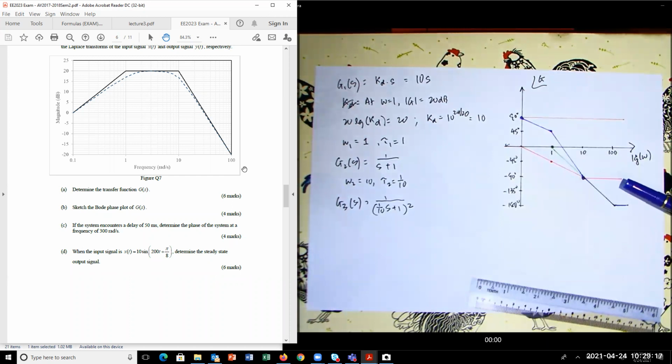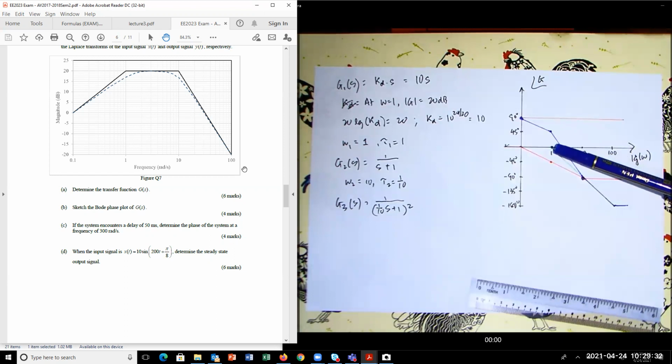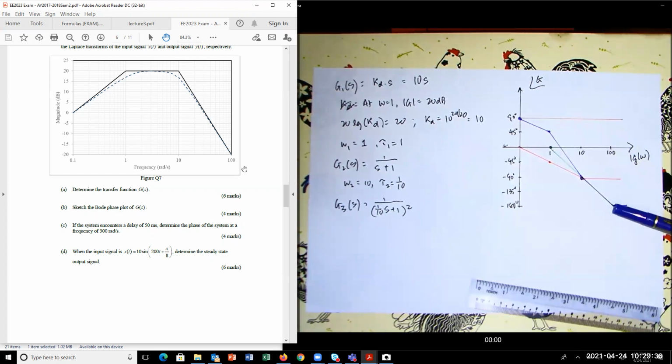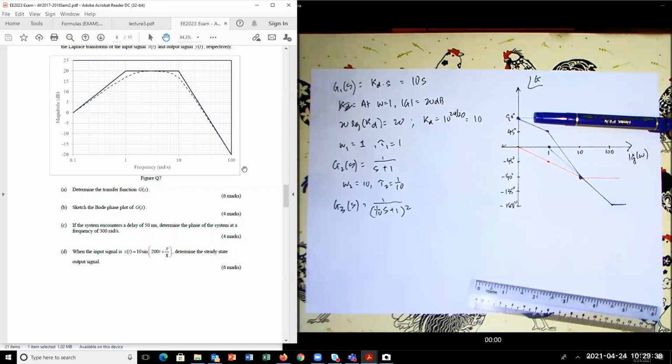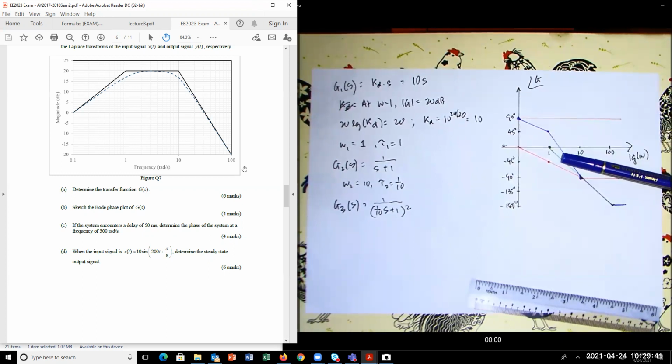G3 is a repeated pole, okay? Which means that at the corner frequency, which is 10, it will be at minus 90 because everything is double, it's repeated, minus 90. 1 decade before that is 0. 1 decade after that, which is 100, will be minus 180. So now you have the brown, the red, and the green. So now you find all the key points.